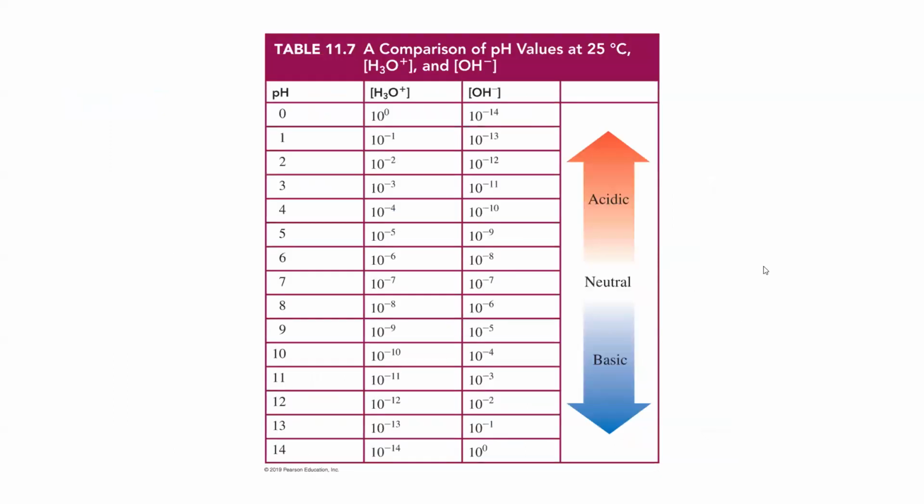Here's another table from your book, and it's a comparison of pH values at room temperature and the hydronium ion concentration and hydroxide ion concentration. Remember that a pH of 7 is neutral. Anything with a pH lower than 7 is an acidic solution. So those are going to have correspondingly higher amounts of hydronium ion and lower amounts of hydroxide ion. Any pH larger than 7 is a basic solution, and those will have correspondingly larger concentrations of hydroxide and smaller concentrations of hydronium.